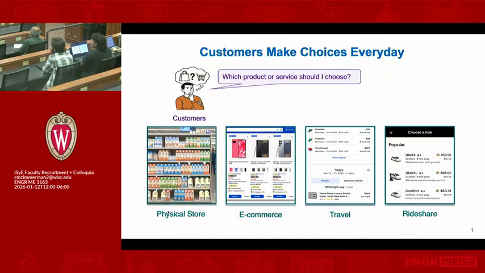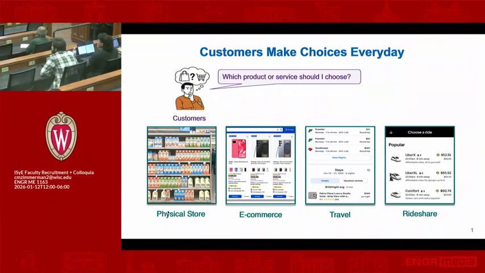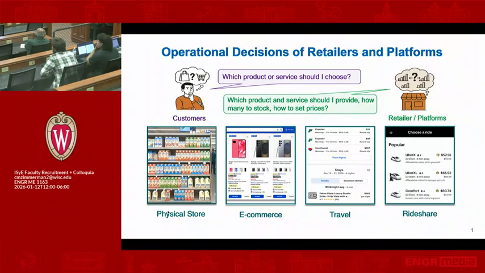So now let's start with something we all experience every day, making choices, whether shopping in a physical store or on online platforms, or selecting a ride-sharing service or booking trips. Customers are constantly making choices. But if we flip the lens to the side of retailers and platforms, those decisions are much more complex. They need to decide which products or services to provide. This is assortment, how many units to stock, and how to set the prices.